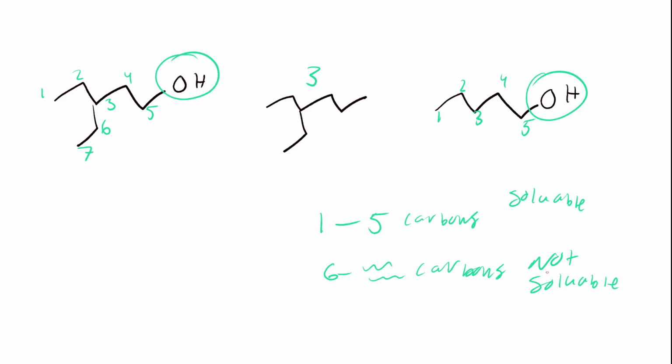So you could say that whenever you have 6 carbons, you are sick. So 6 is sick, and whenever you're sick, you don't want to have sick water, right? You're not gonna count that as soluble. So 1 through 5 is okay, but 6, you're sick, and that's bad. So the more carbons you have, the less solubility you're gonna have.